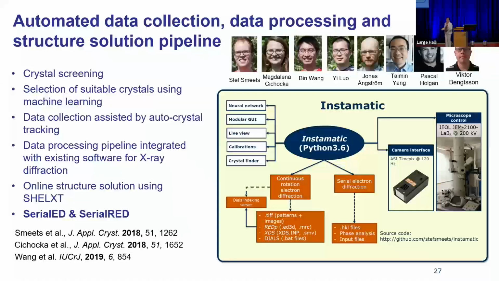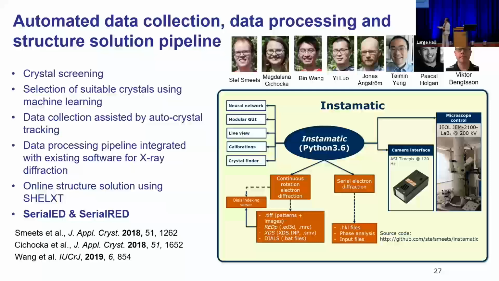And for data collection, we're also trying to make it more automatic. So we developed this platform, called Instamatic. It is for data collection and data processing, and also has a structure solution pipeline. That includes crystal screening: you want the computer to tell you which crystal to collect the data from, find the suitable crystals and collect the 3D data. The data collection also needs crystal tracking, because when you tilt, the crystal may move, and you don't want to lose the crystal.